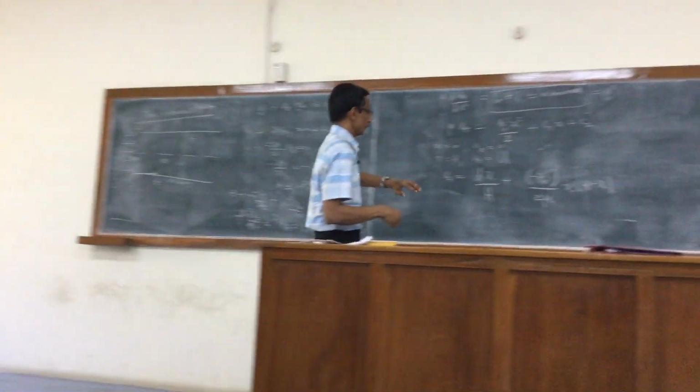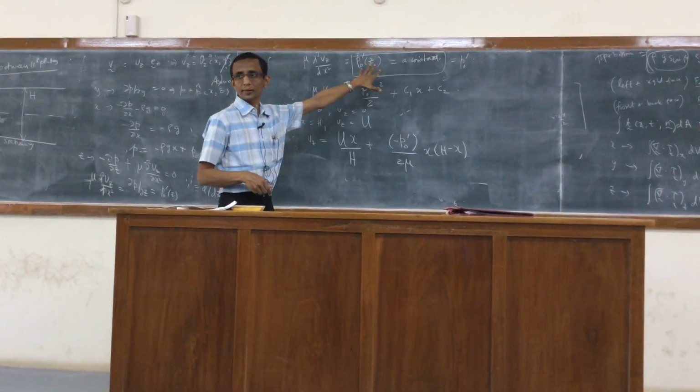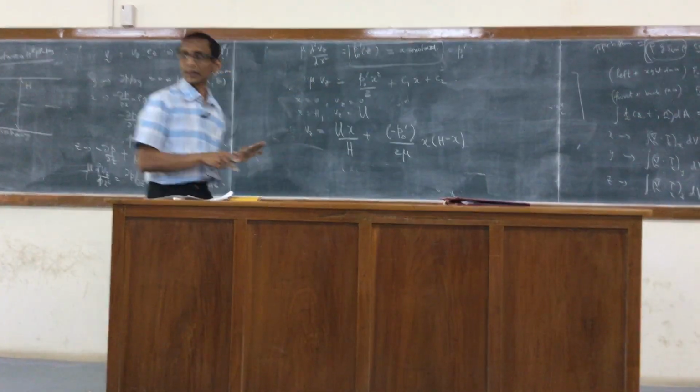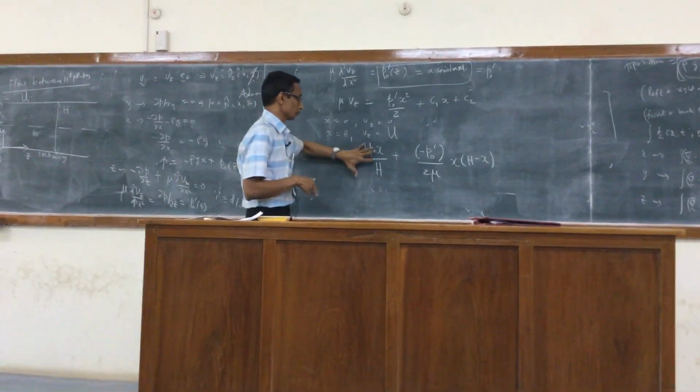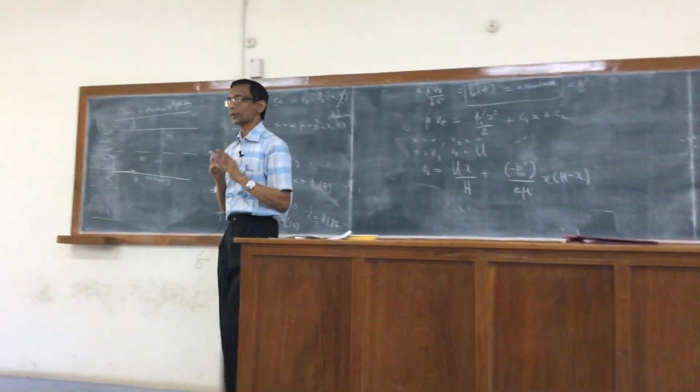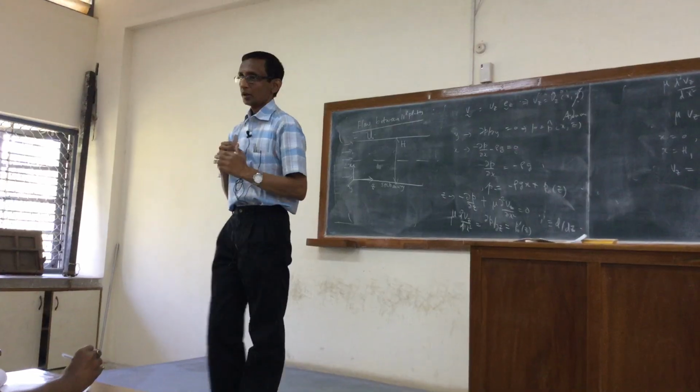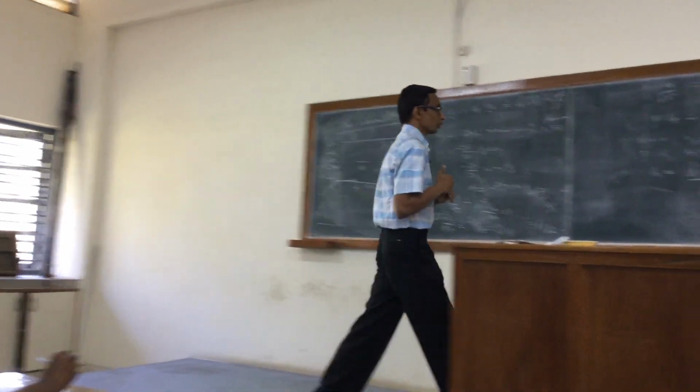You can see why that is. P naught prime is a constant. It's actually dp by dz. It can be positive or negative, and then we see what it means. Now we get two parts to the solution. There are actually superposition of two effects.